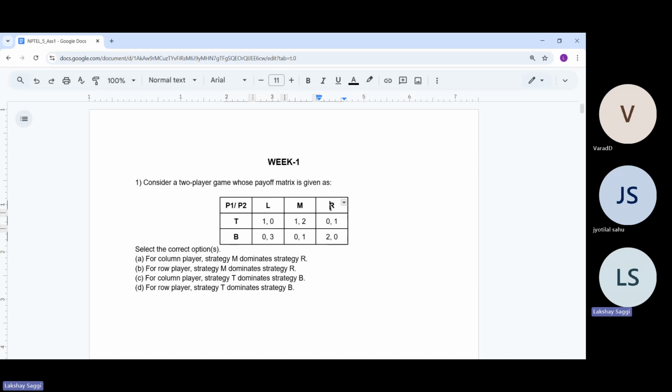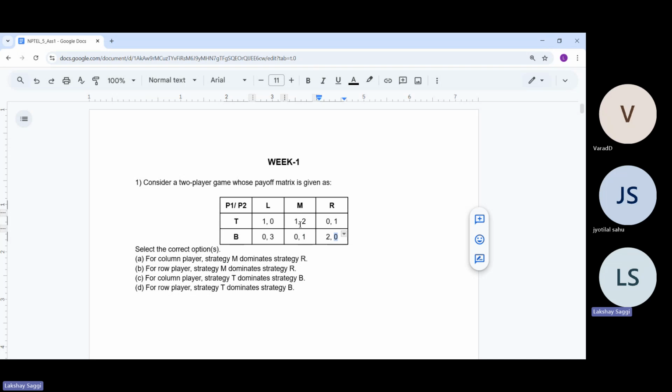Whereas on playing R, the column player gets a payoff of 1. Since 2 is greater than 1, if the row player is playing T, then the strategy M is better for the column player. Similarly, if the row player plays B, then if the column player plays M, the column player gets a payoff of 1, whereas on playing R, the column player gets a payoff of 0. So what does this mean?